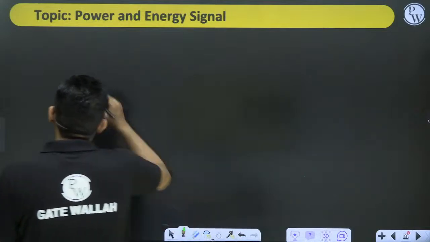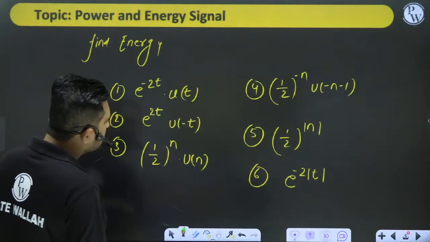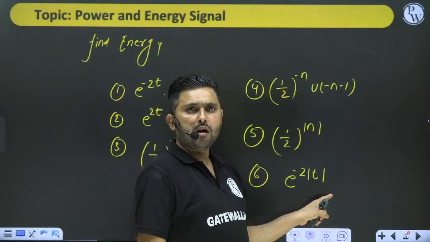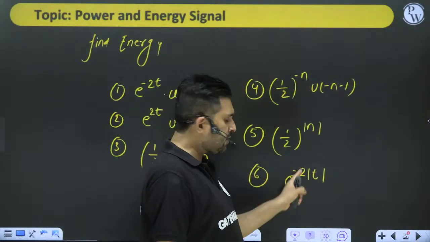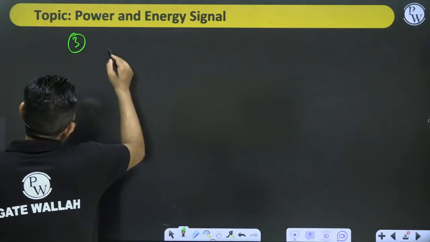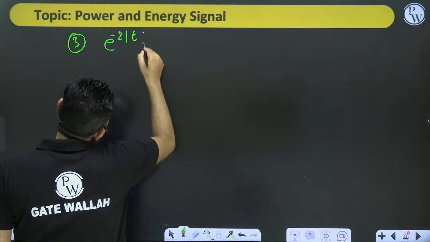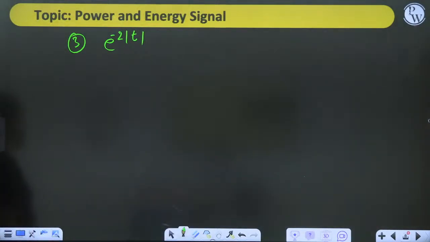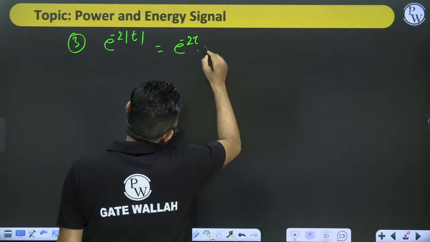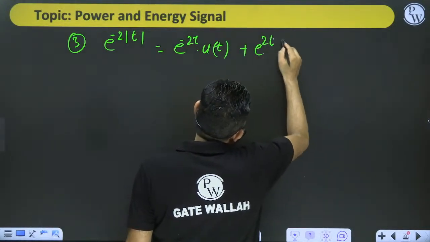See, third was a discrete function, 1 by 2 to the power n u(n). But before that, let's talk about this sixth one. Let's solve this sixth function. Then we will take discrete as a whole. So the third, I am assuming to be e to the power minus 2 mod t, which can be written as e to the power minus 2t into u(t) plus e to the power 2t into u(minus t).